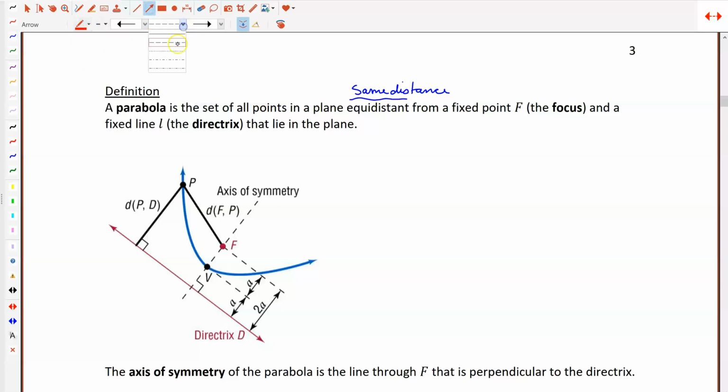So let's see what's going on there. Let's do a quick sketch. Here will be my directrix. Here's my focus.